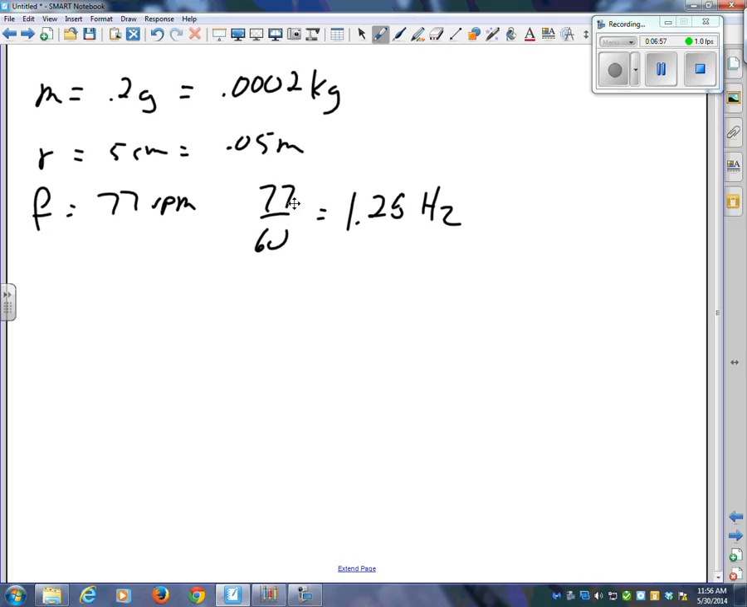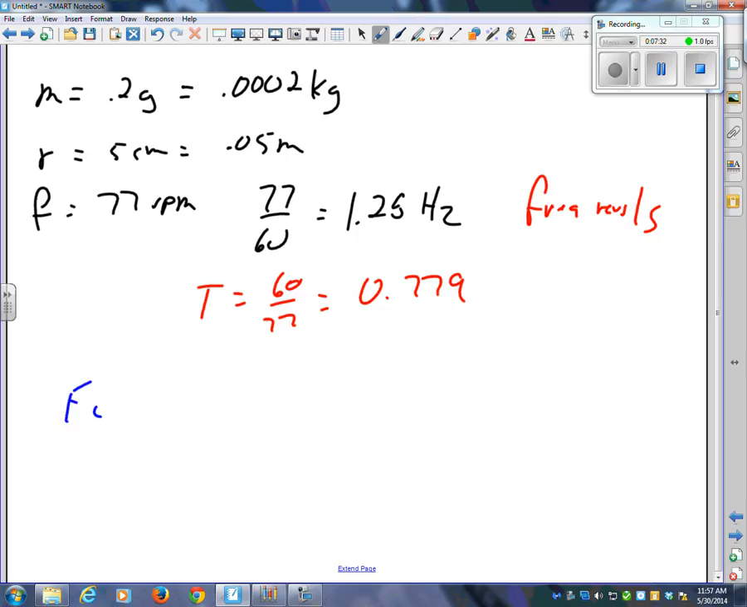Frequency is revolutions per second. No, that's right. You're thinking about period, right? Period would be the other one. Yeah, big T is going to be 60 divided by 77, if you want to do it that way, that's perfectly all right too. 0.779. Okay, so we need to know centripetal force.